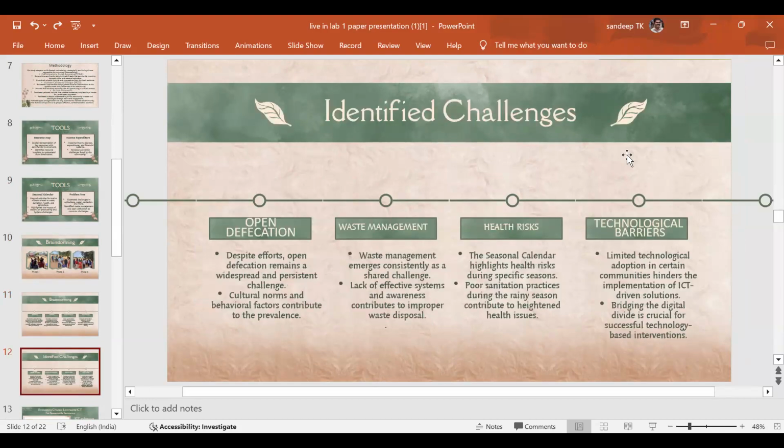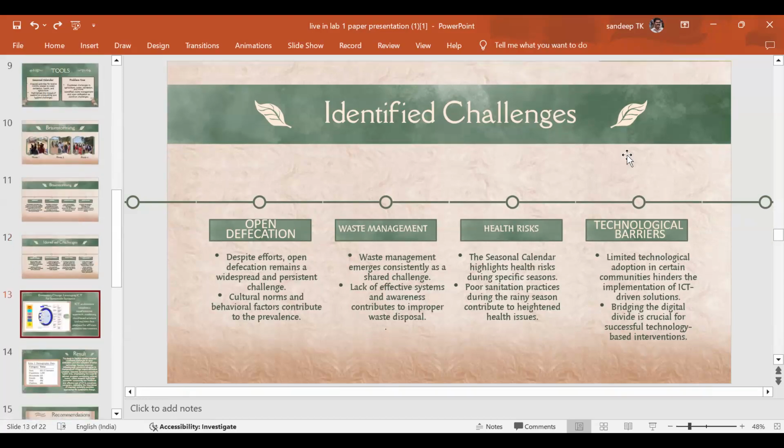So, identified challenges. After all those methods, we identified that open defecation is the most important issue, followed by waste management and health risk based on the previous factors, and the technological barriers. Limited technological adoption in certain communities hinders the implementation of ICT-driven solutions. So bridging the digital divide is crucial for successful technology-based interventions.